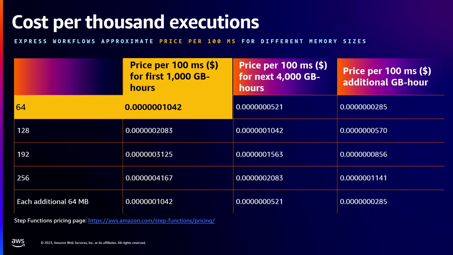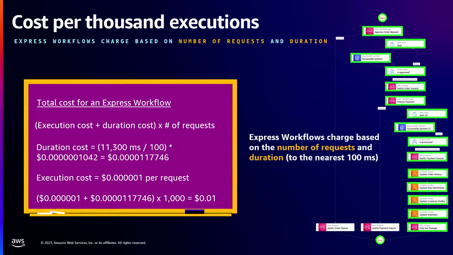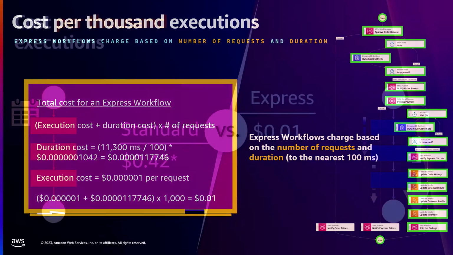It's the smallest one, and this is the price per 100 milliseconds for the first 1,000 GB hours. It's a very small number in this case. My workflow took 11 and a bit seconds to run, so I put that into my calculation, and that's how I have the final cost of my express workflow as 1 cent.